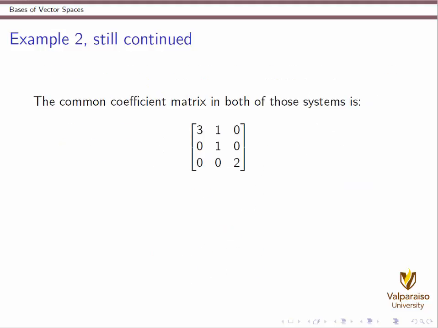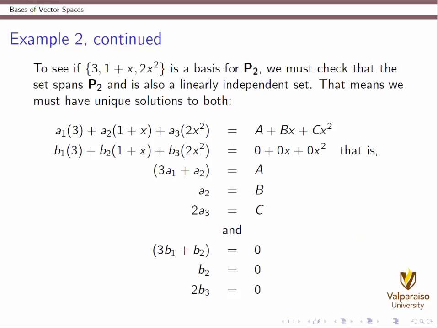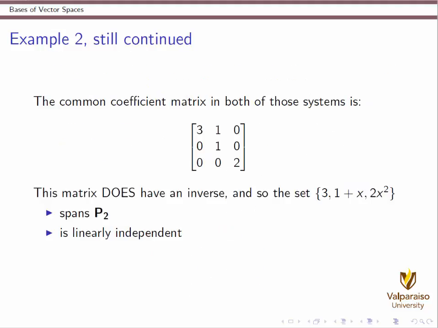They both have the same coefficient matrix. It looks like this. This matrix does have an inverse. You know how to find out, so I don't need to show you. But that matrix does have an inverse. So, again, backing up, those two systems of 3 equations and 3 unknowns would both have the unique solutions we're looking for, and therefore our vectors span P2, they are linearly independent, they are a basis for P2.